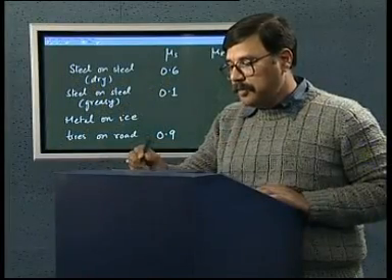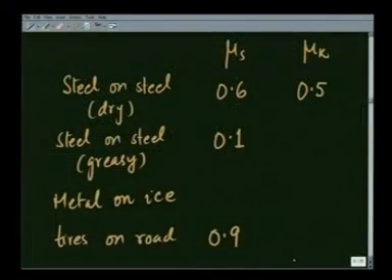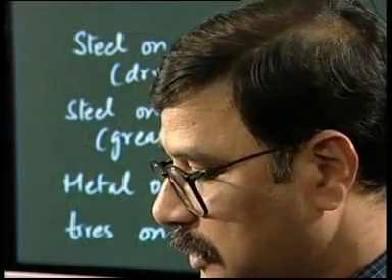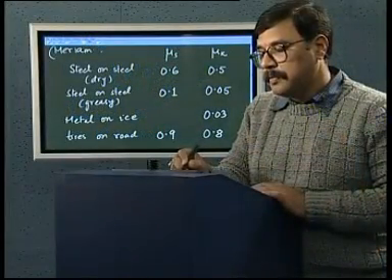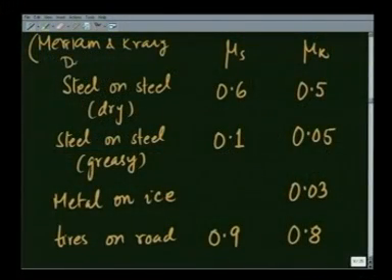The moment body starts moving, steel on steel drops down to 0.5, steel on steel greasy drops down to 0.05, metal on ice is about 0.03, almost frictionless, tires on the road comes down to 0.8. I must give you the source of this. This is Meriam and Kraige, Dynamics. That's where I've taken these values from.